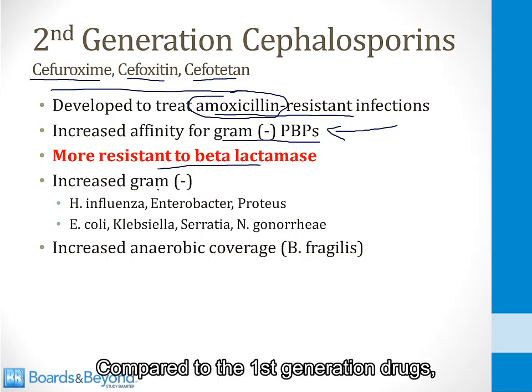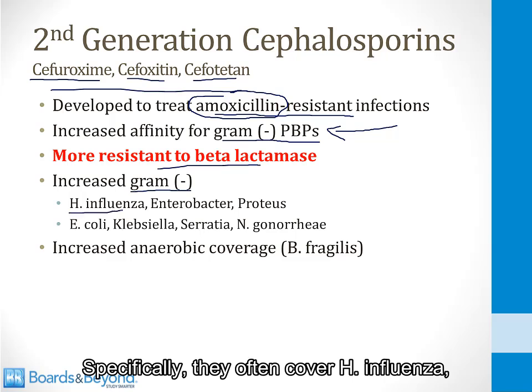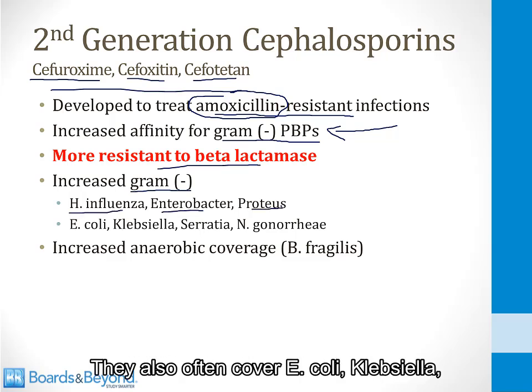Compared to the first-generation drugs, they have increased gram-negative coverage. Specifically, they often cover H. influenzae, Enterobacter, and Proteus. They also often cover E.